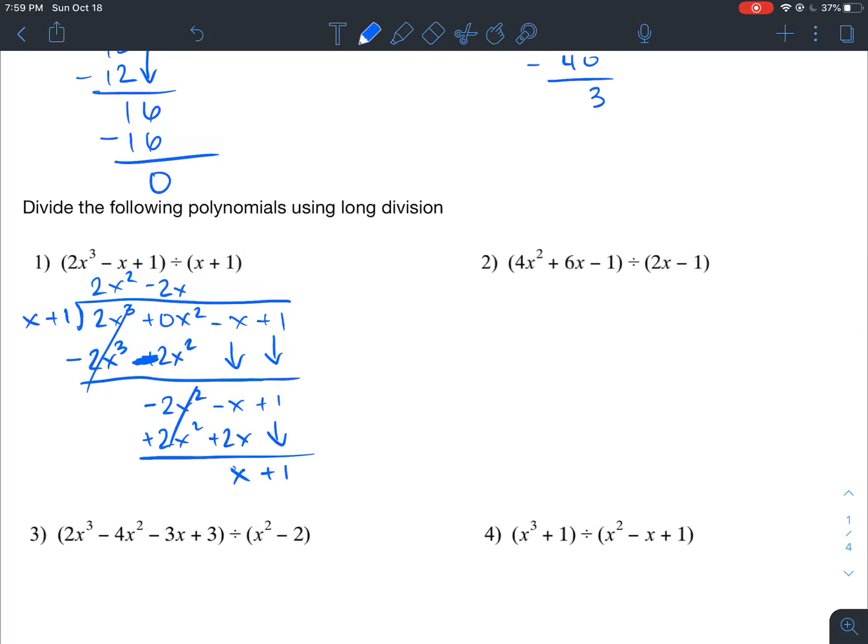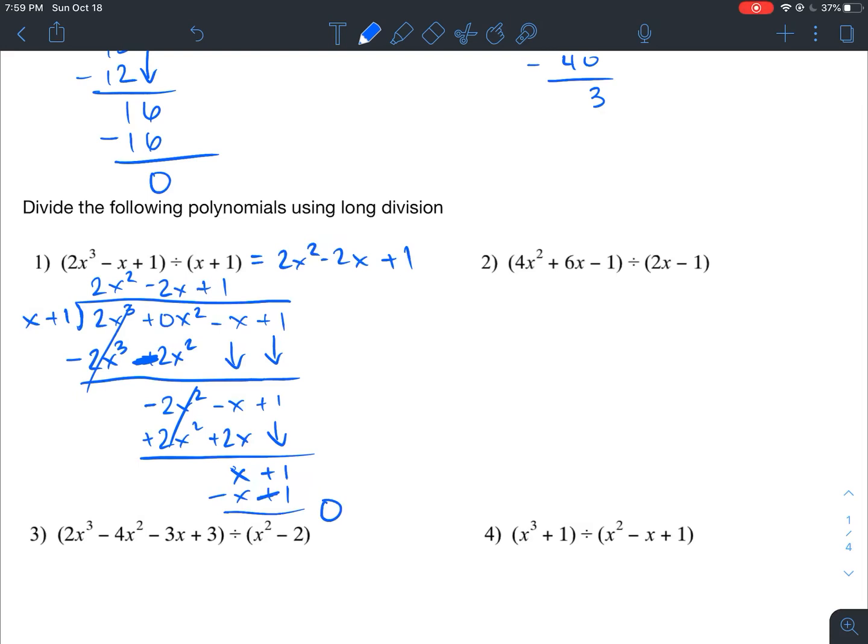Now, what do you need to multiply x by to get that? And that's just going to be 1. So plus 1. 1 times x, 1 times 1 is going to be x and 1. You subtract them. Whenever you do that, you're going to get 0. And that's your remainder. And this is your answer right there. So when you divide them, this is going to equal 2x squared minus 2x plus 1. And the remainder is 0.